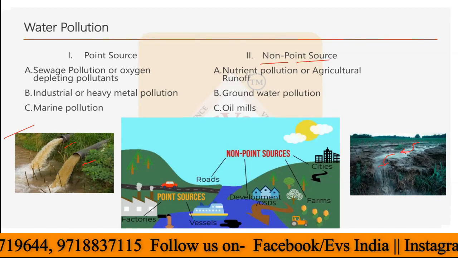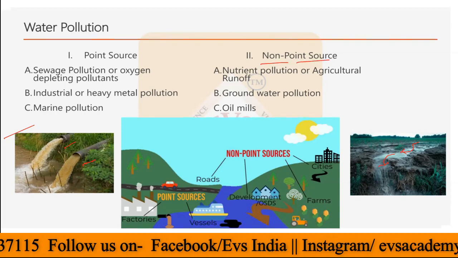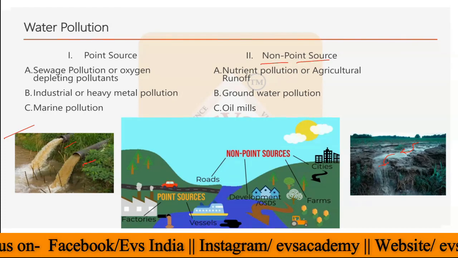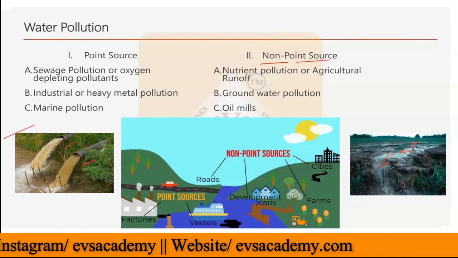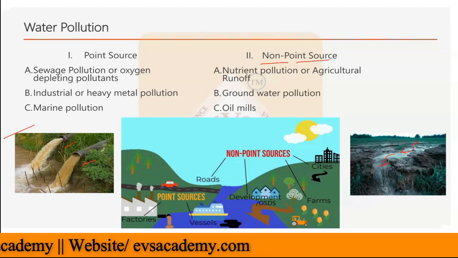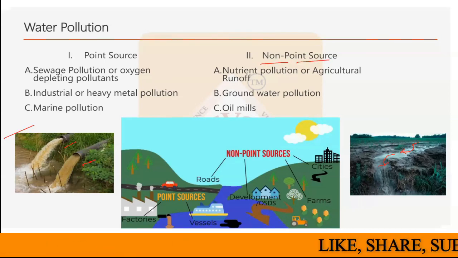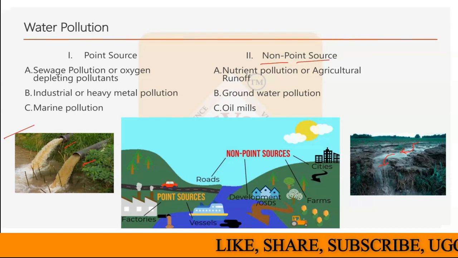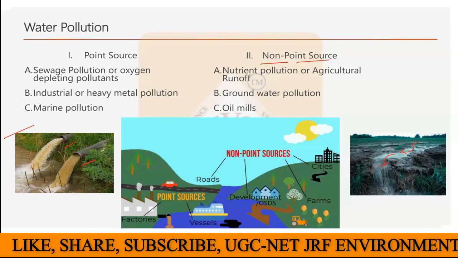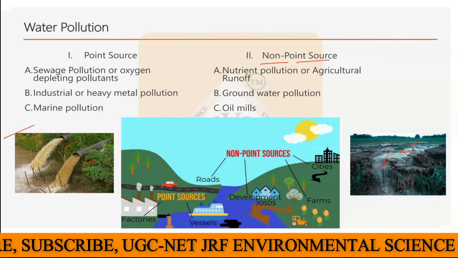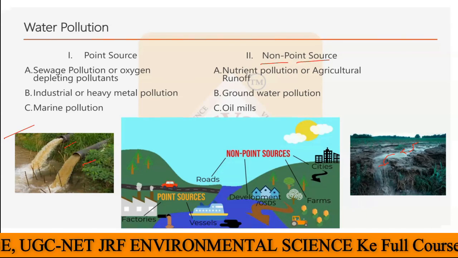That excess amount of nutrient which is used in agriculture will go away with the runoff water. Then we have a non-point source example of groundwater pollution. If the entire groundwater is polluted, again, the pollution is done by the entire area, not by any one source or single point. Then we have the oil mills as well. Oil mills also discharge their effluents or pollutants in multiple sources or multiple locations. So again, that is an example of the non-point source of water pollution.